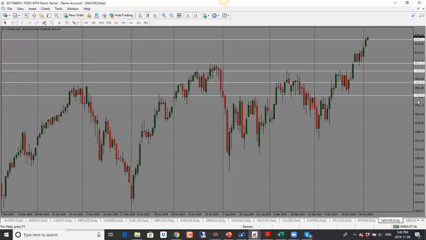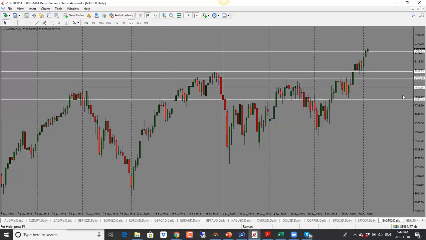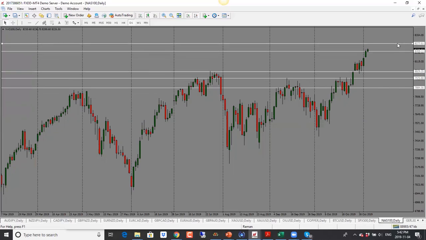Nasdaq here is also looking bullish. We are into 8,200. Price is still wanting to push forward here. Next target is 8,250, and then I will look at 8,300. So bullish bias here for Nasdaq as well.